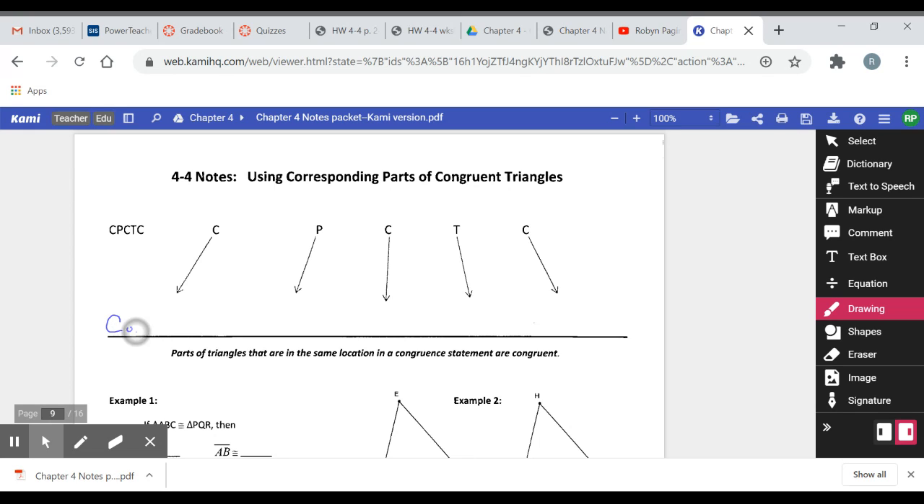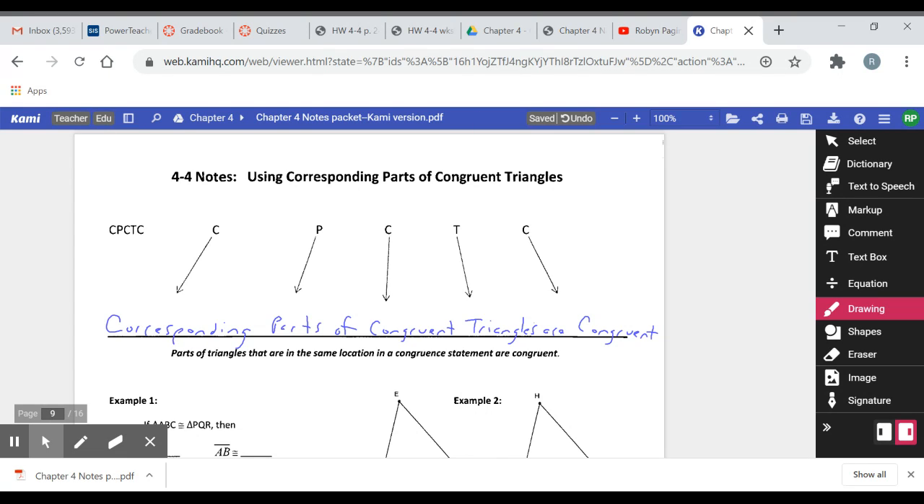So corresponding parts of, doesn't really get a fancy letter there, but we need the of. And now congruent. And then triangles. And then the word are doesn't get a fancy letter either. And now we've got congruent. Okay, so corresponding parts of congruent triangles are congruent.